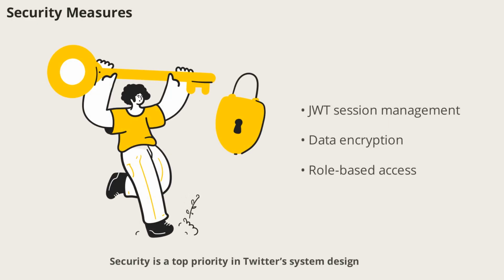Security is a top priority in Twitter's system design. JWT tokens are used for session management, ensuring secure authentication. Sensitive data like messages and passwords are encrypted, protecting user privacy. Rate limiting defends against DDoS attacks by restricting API calls. Role-based access ensures users only access their own data, maintaining integrity and confidentiality across the platform.